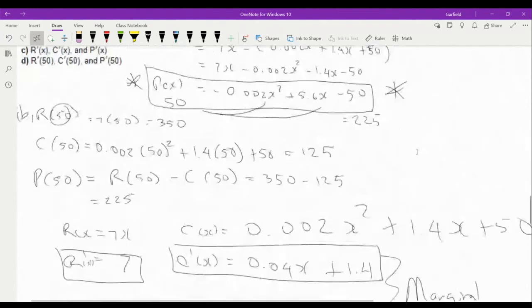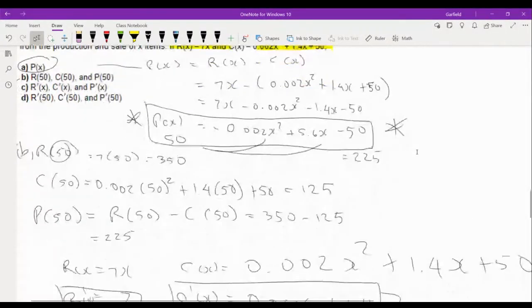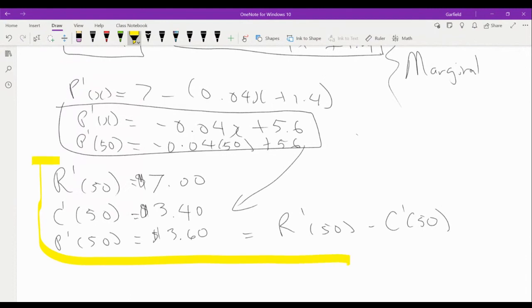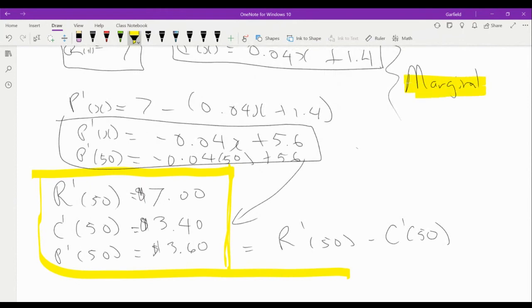All right, what do these numbers represent? Did they ask us that? They didn't ask us, but I'm asking. What do these numbers represent that we just found? So once again, these are the marginal, right? But what did that mean to you, Don?